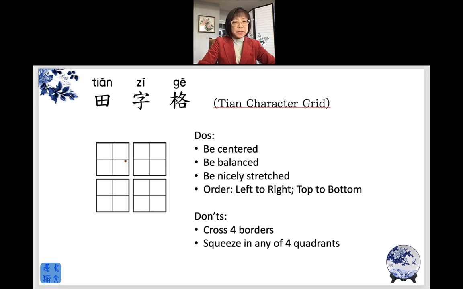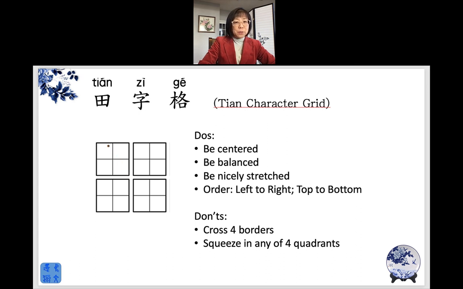We wanted to put each Chinese character in one of the 田 to practice it. There are some general rules, do's and don'ts. When you choose a 田 character, you want to put your practice to be centered, balanced, nicely stretched. The order is always from left to right and top to bottom.